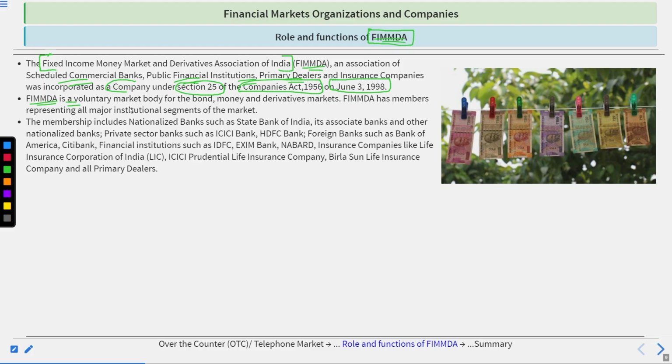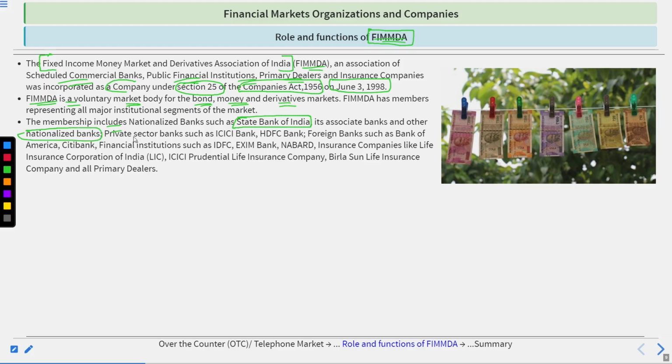FIMDA is a voluntary market body for the bond, money, and derivatives markets. It has a membership representing all major institutional segments of the market. The membership includes the nationalized banks like the State Bank of India. Nationalized banks are those banks which are now under the control of the government, and associate banks of the SBI and other nationalized banks of the country.